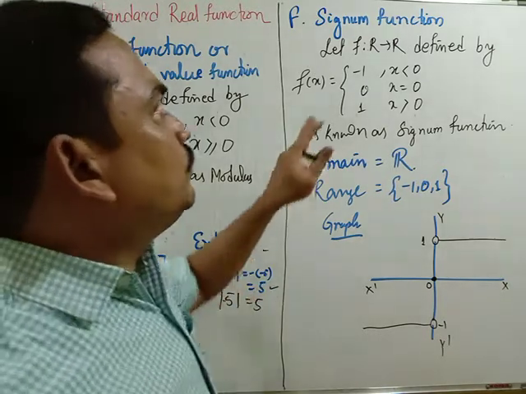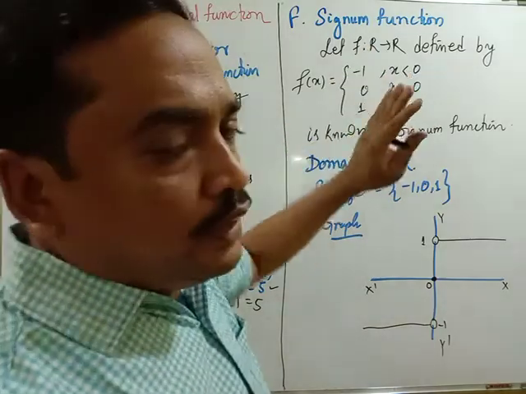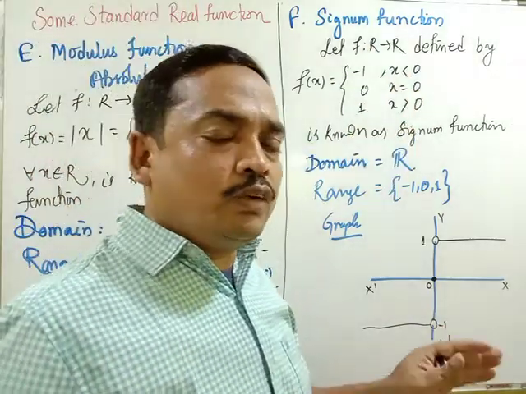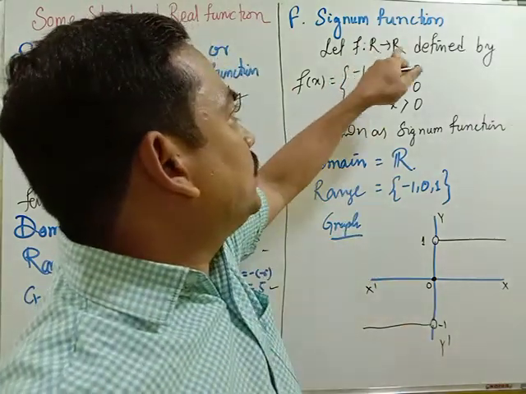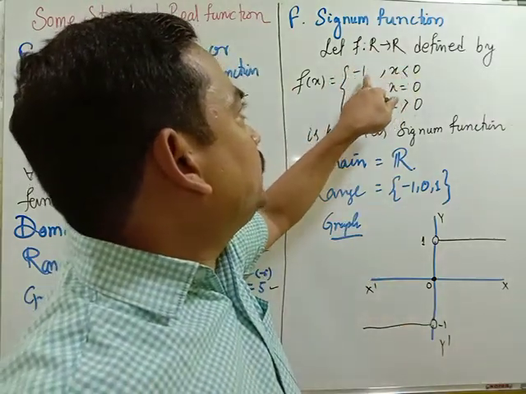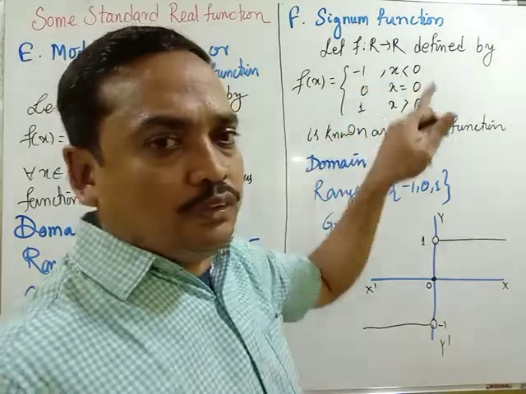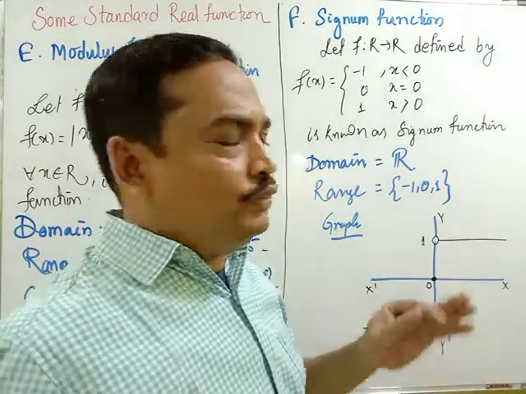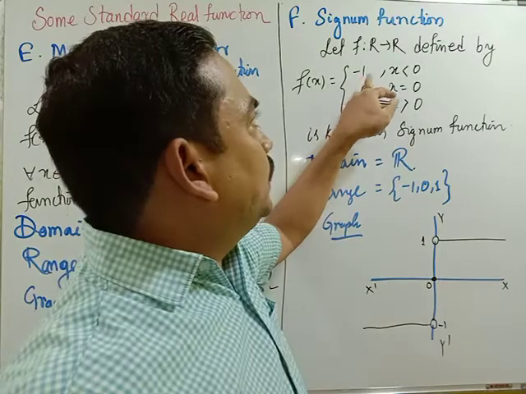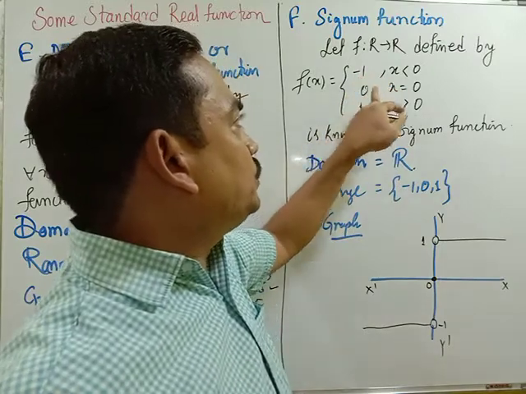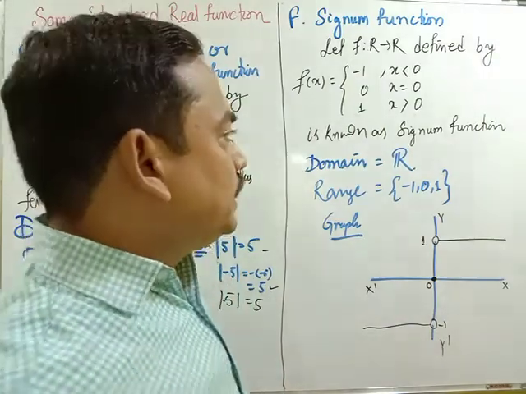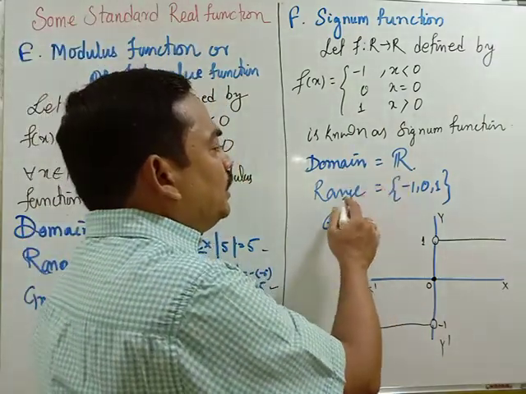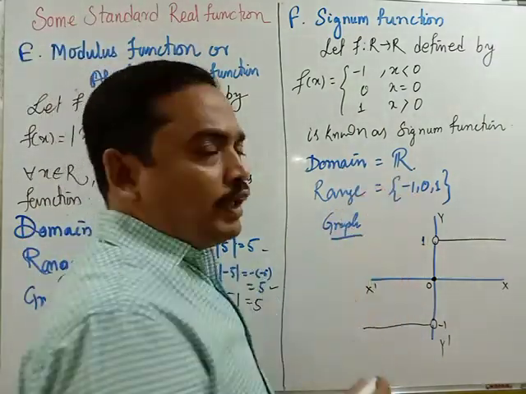Another type is known as the signum function. This is very special. This is also known as the characteristic function. How is it defined? f is a function from R to R defined by minus 1 if x is less than 0, for all negative values it is minus 1, greater than 0 it is 1, equal to 0 it is 0. So in this case the domain will be all real numbers R, and the range is only 3 elements: minus 1, 0, 1.